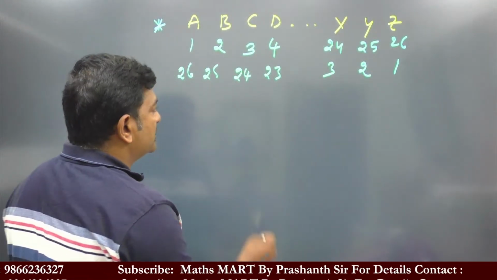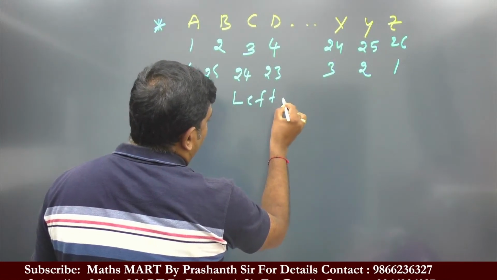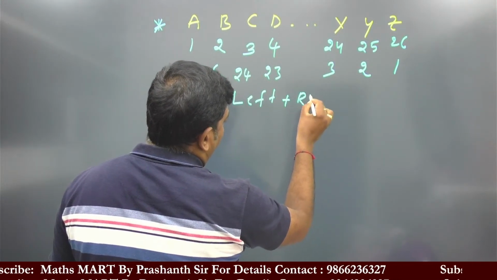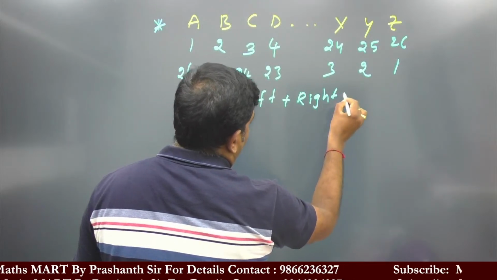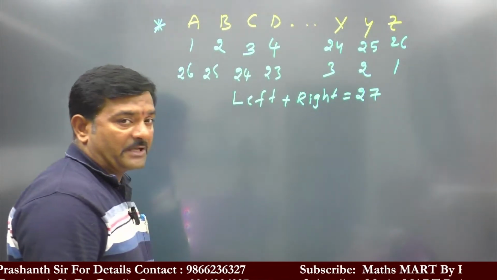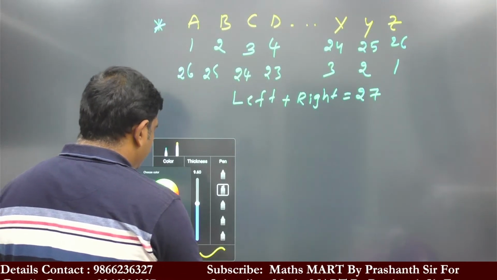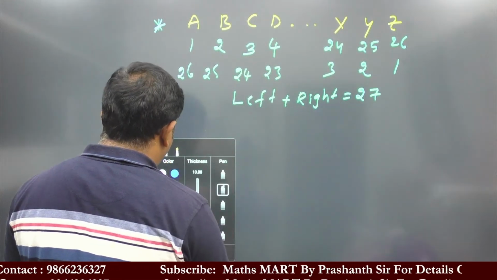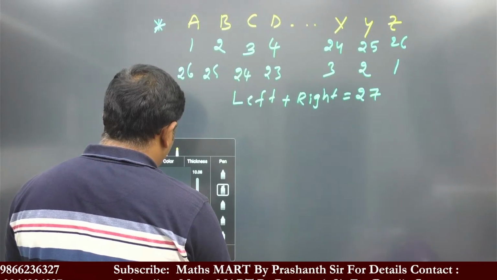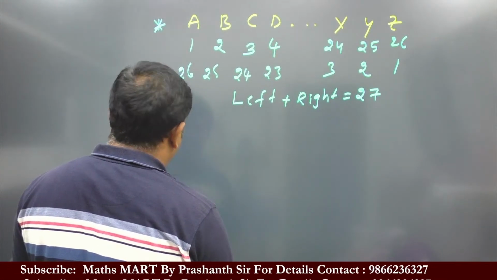27 you are getting. So with this, what we can conclude is the position of the same letter from left to right and from right to left must be equal to what we can take? 27 we can take. I hope you understood. The position of the same letter from left to right and right to left means simply 27.